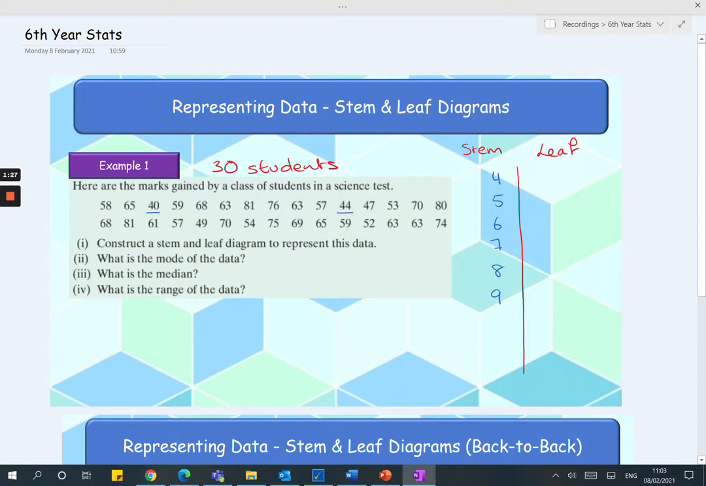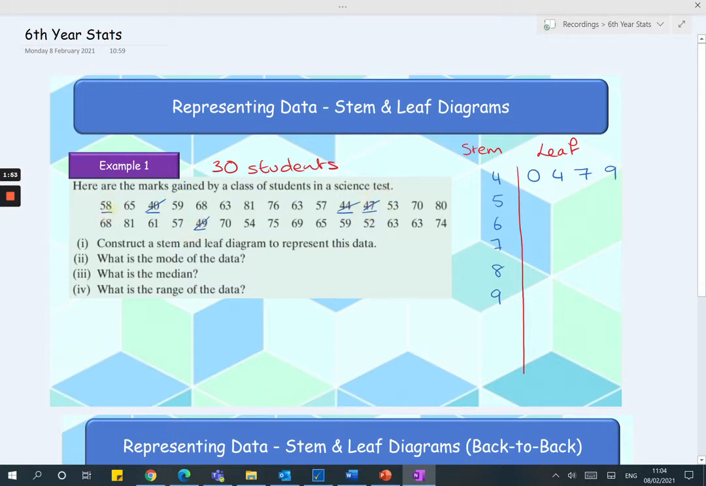So we have 40, 44, 47, 49. So we're going to put those in order now, with the first digit 4 going in our stem and the second digit going in our leaf. So we have 4, then we have 0 for 40, 4 for 44, 7 for 47, and 9 for 49. And then I will cross those off to show me that I've used them.